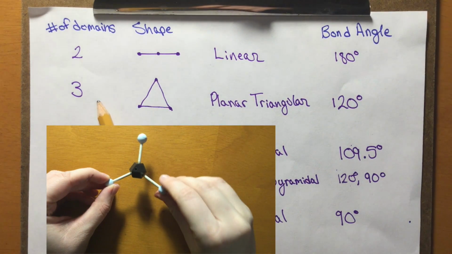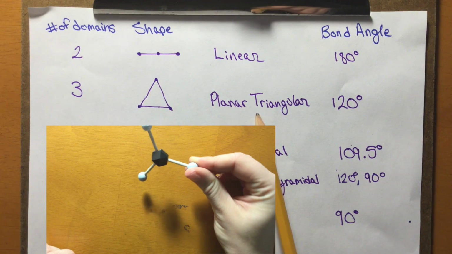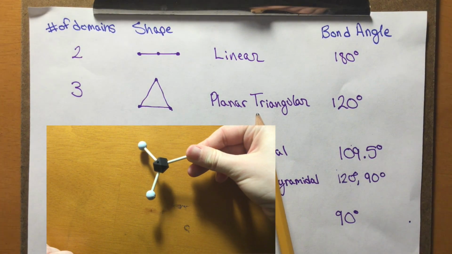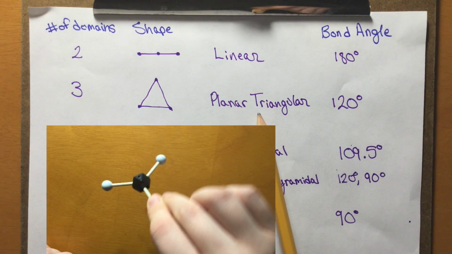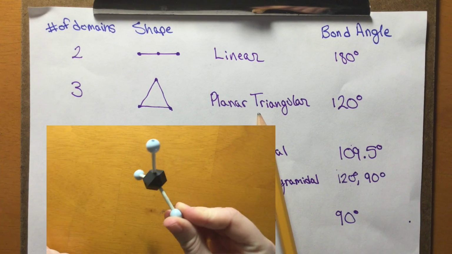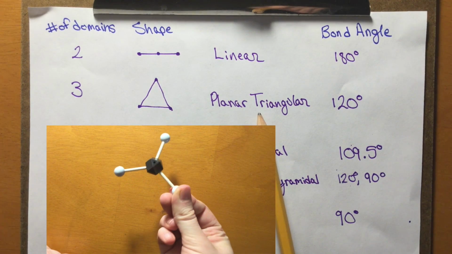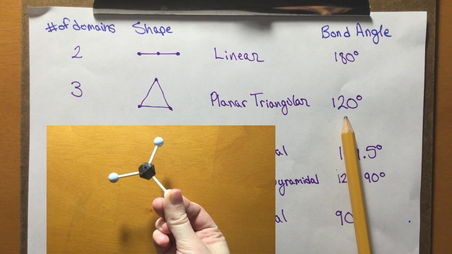Our next shape is if I had 3 electron domains. We call this planar triangular or planar triangle. So this is a flat triangle, one central atom with 3 atoms or electron domains on the outside. The bond angle here starts at 120 degrees.